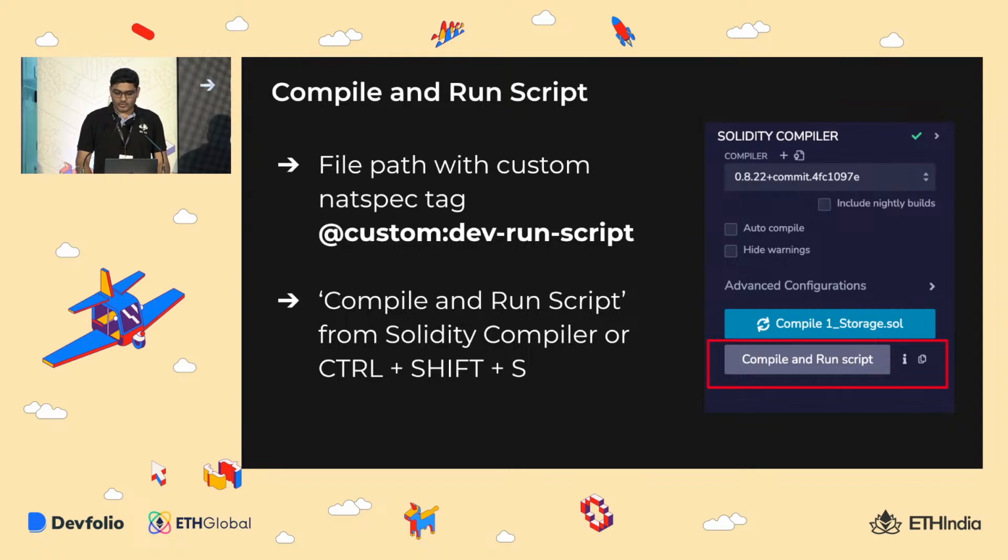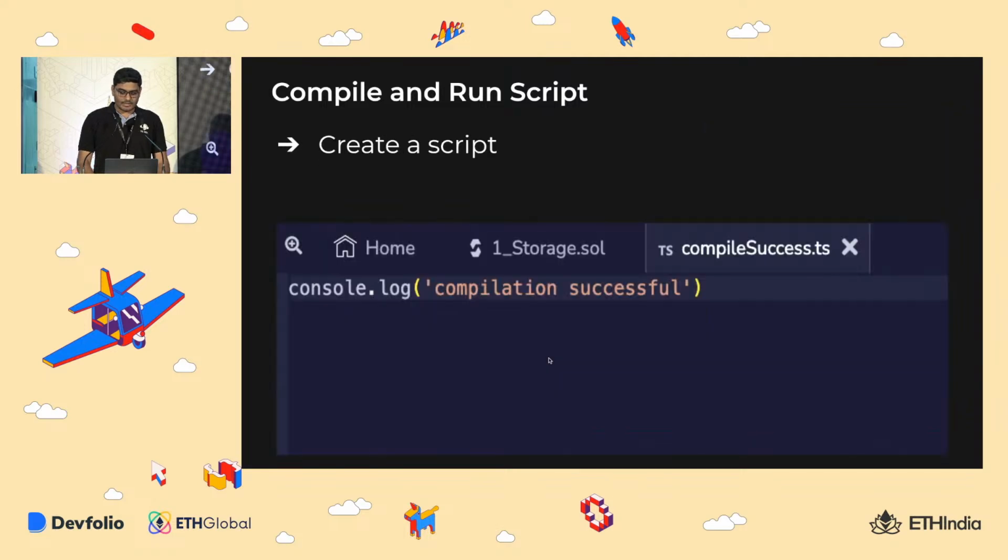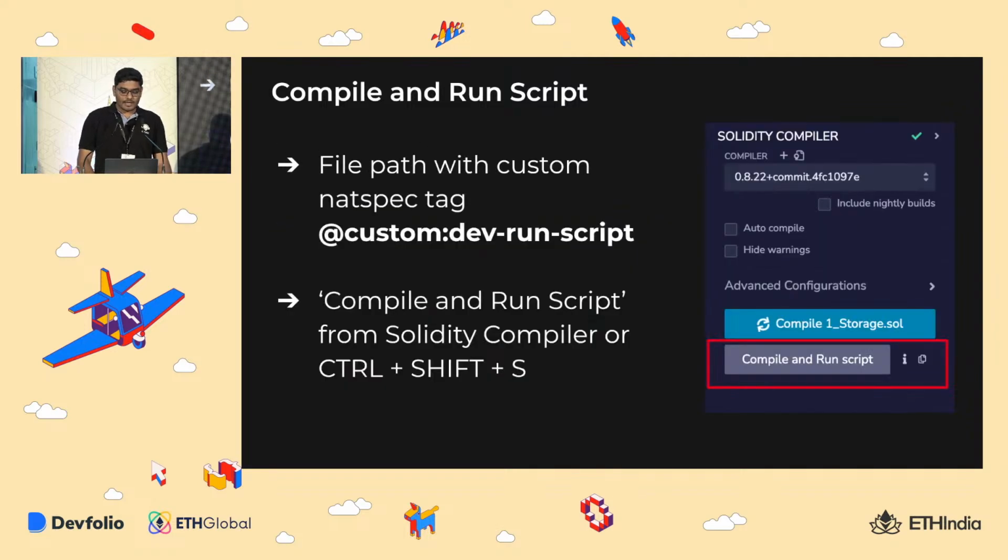Moreover, you can go to the Solidity compiler plugin that you have been using for a long time, and there is this new button which says compile and run script. You can just click on that button, or use that particular keyboard shortcut, that is Control Shift S. And as soon as you press that button, that script will be running.